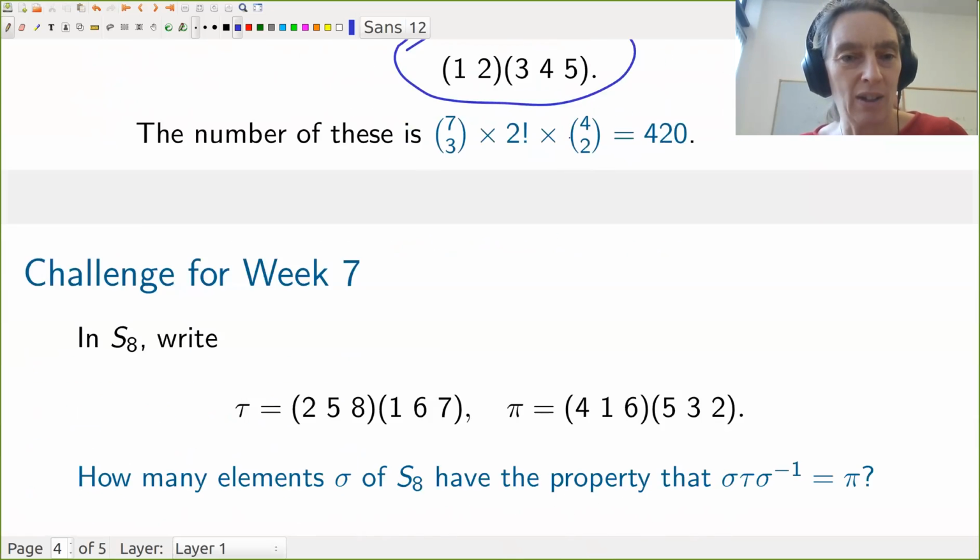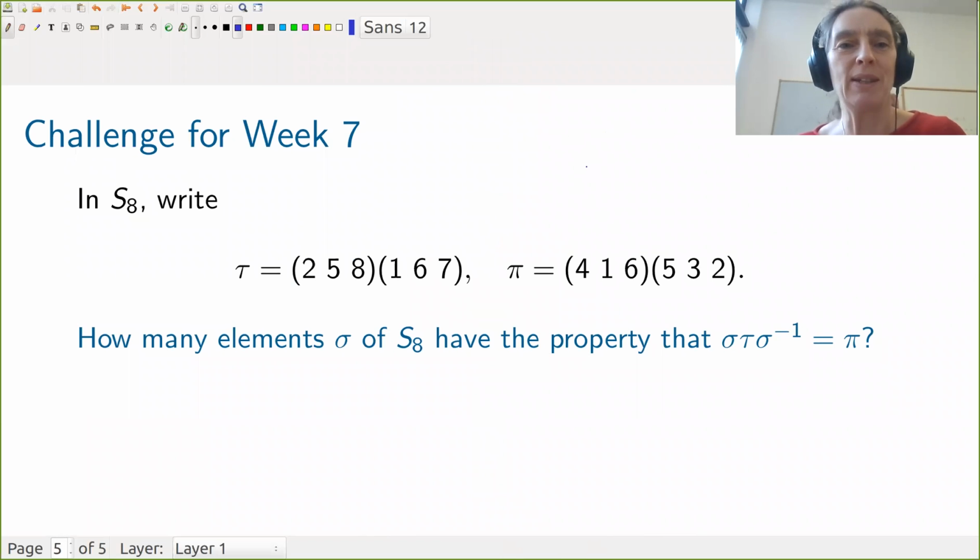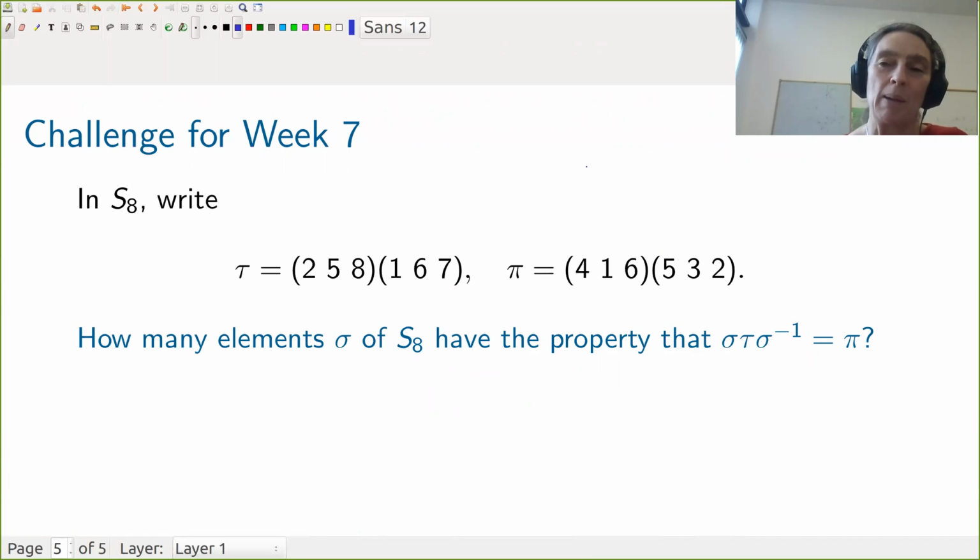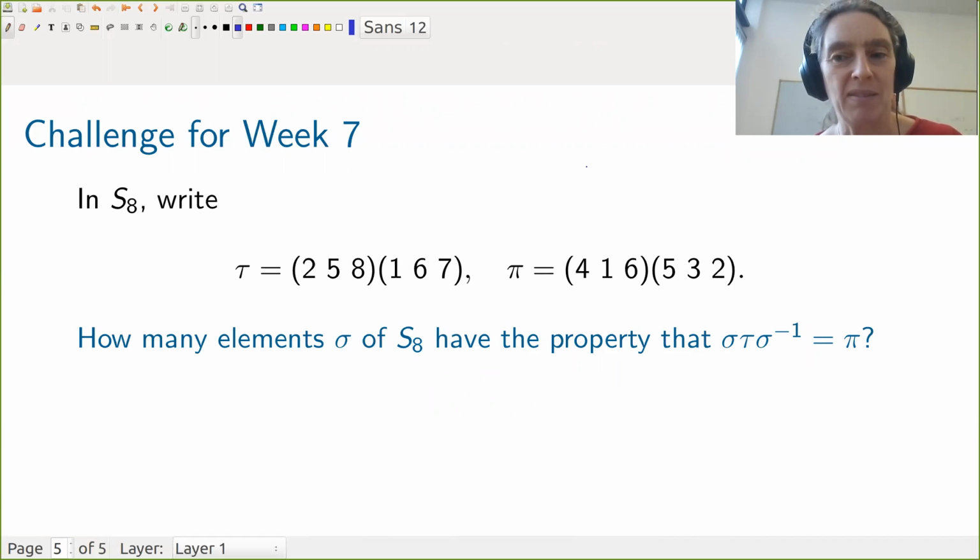And that takes us to our challenge for week 7. We've only got one this week, and it's a counting problem. Going back to that last example, where we produced an element sigma for which sigma tau sigma inverse is equal to pi, for this example of a pair of permutations pi and tau with the same cycle type in S8, the question is, how many choices for sigma did we have? Just going back to the way that we constructed that particular sigma. It's a counting problem, but it's not a completely easy one. There are some things that could easily be accidentally missed. So think about that, see how you get on, and let me know.